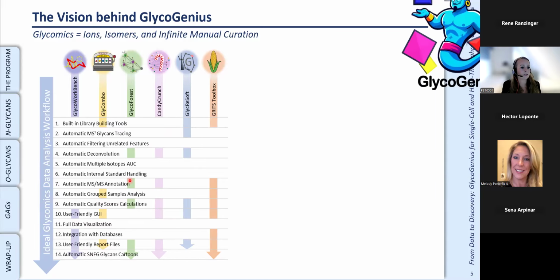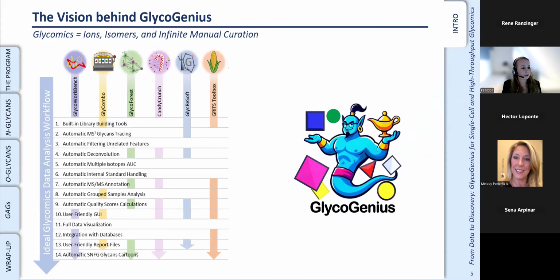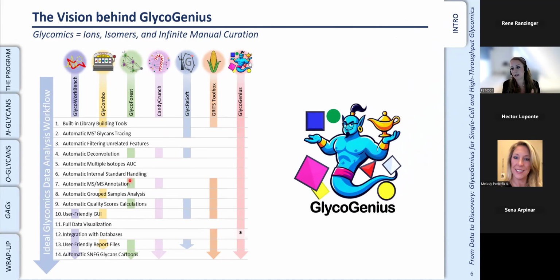And that is where GlycoGenius comes in. We tried to make GlycoGenius in such a way where we can really go from the library to the automatic assignment, identification, quantification, and really have the full data analysis workflow, as illustrated over here. So here we have an asterisk.